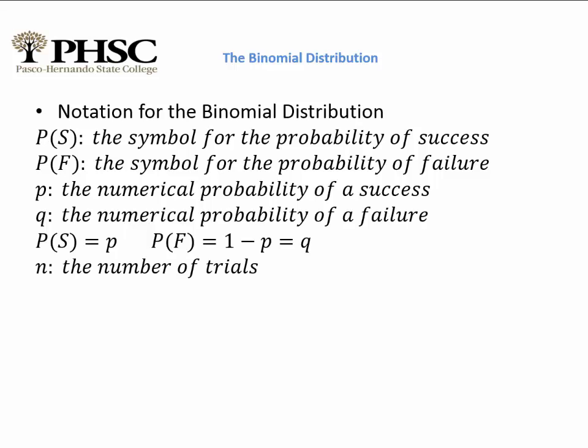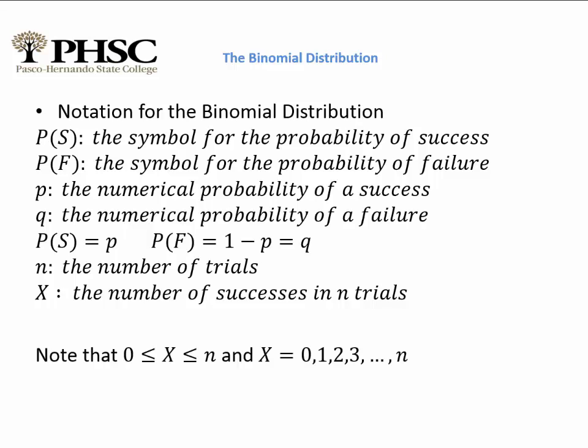n will be the number of trials, and X, or capital X, is the number of successes in n trials. Note that X is between 0 and n, so the number of successes has to be greater than or equal to 0, but it has to be less than or equal to the number of trials, and X has to be equal to 0, 1, 2, 3, all the way up to n.